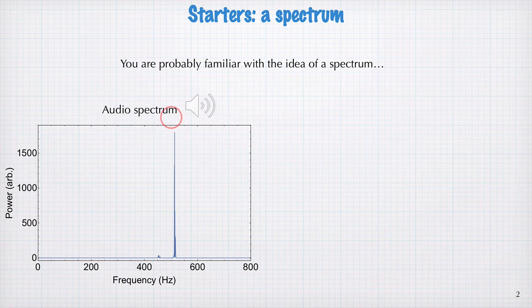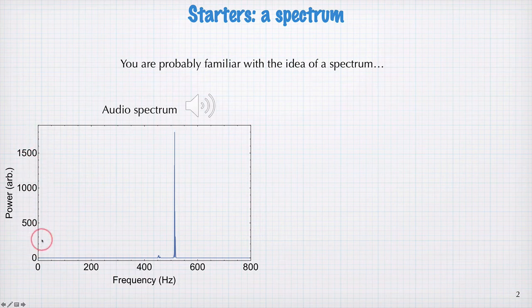Now, one of the things that Fourier techniques allow me to do is take this function of time, because this audio signal is the sound pressure as a function of time. I can take that signal as recorded by a microphone and convert it into a frequency spectrum. I can calculate what frequencies there are in that audio signal. And so here is the audio spectrum.